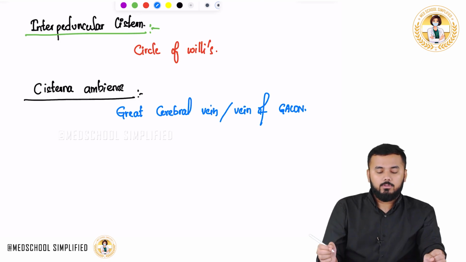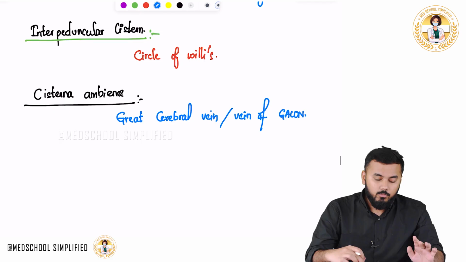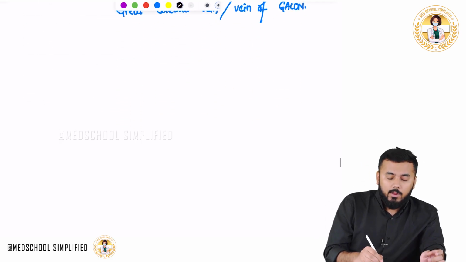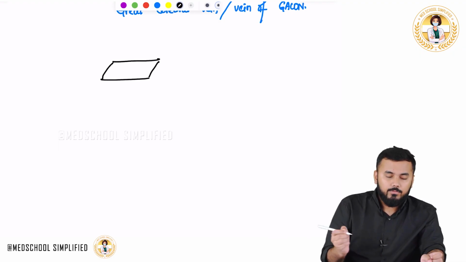Great cerebral vein is also called the vein of Galen. So these are some of the very important structures that are located here. And one last important thing I'm going to tell you is that, as I already told you, in the diencephalon you have the thalamus like this, right?